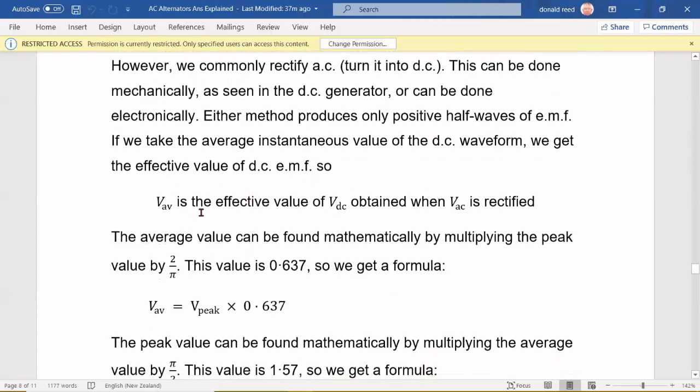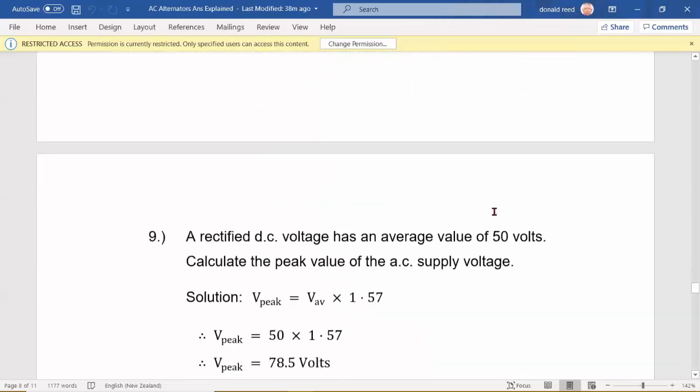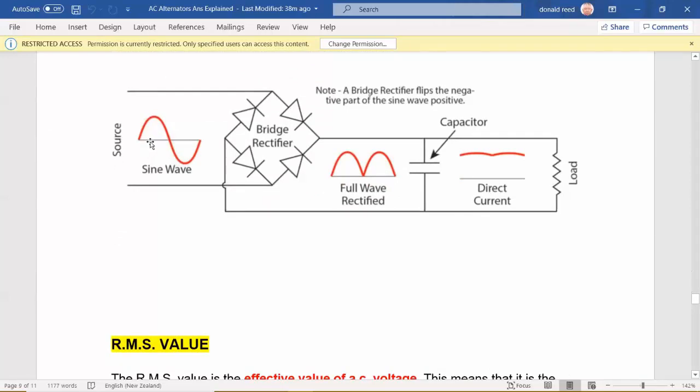So V average is the effective value of VDC obtained when AC is rectified. Now please remember, this AC is rectified, there's no capacitor. It's a pulsating waveform. So from the sine wave, we've gone to the rectified pulsating wave. Okay, there's no capacitor.